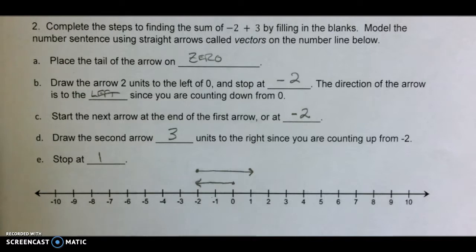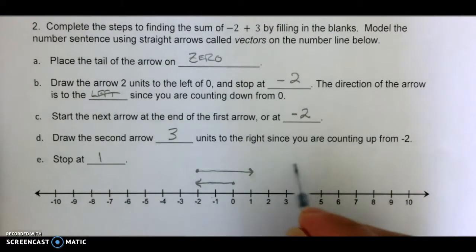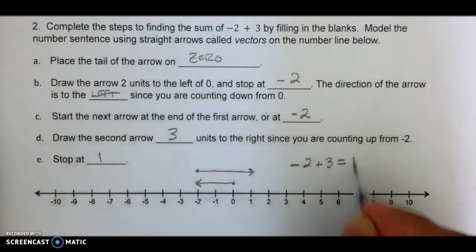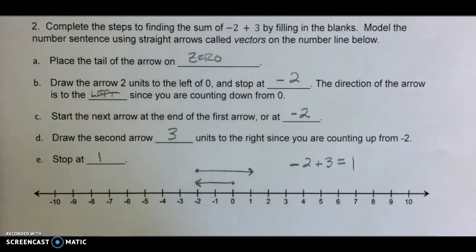And this is how we show the addition. This right here shows that -2 plus 3, the answer, if I look at the end of my second arrow, is equal to +1.